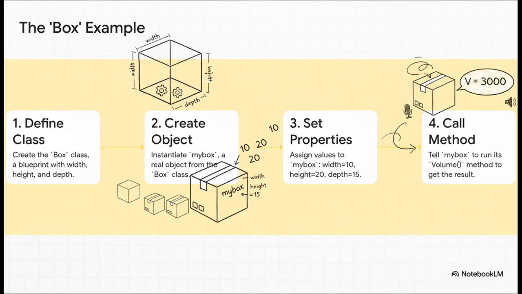Let's make this super concrete. Imagine we want our program to work with boxes. So, step 1, we define a box class, our blueprint. We say every single box must have a width, a height, and a depth. Step 2, we create an actual object from that blueprint, and we'll call our object MyBox. Step 3, we give our specific MyBox its own dimensions. Let's say 10, 20, and 15. And finally, step 4, we can just ask MyBox to calculate its own volume. It already knows how, because that ability was part of the original blueprint. That's OOP in a nutshell.